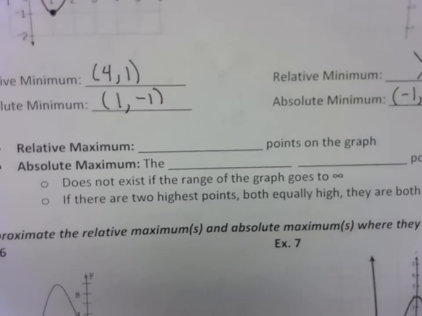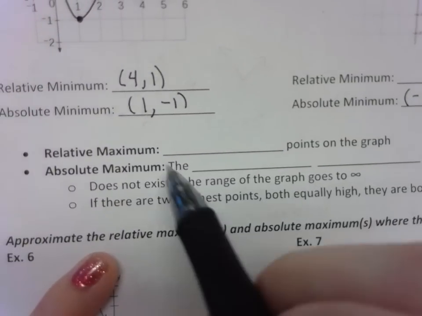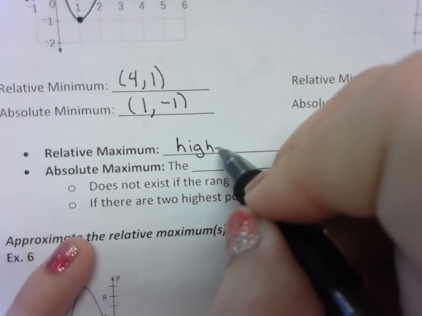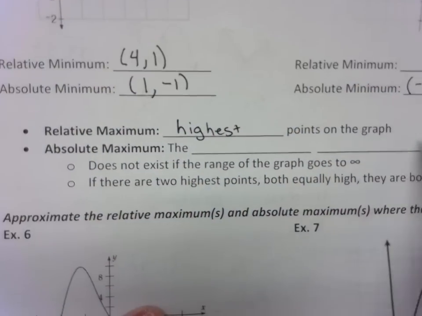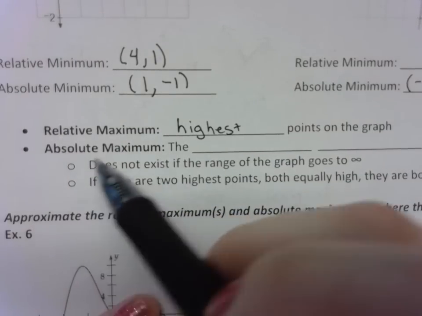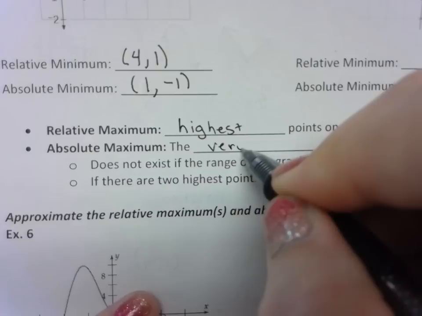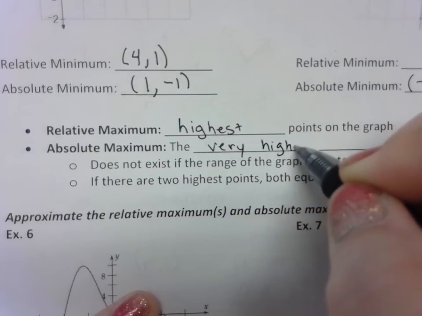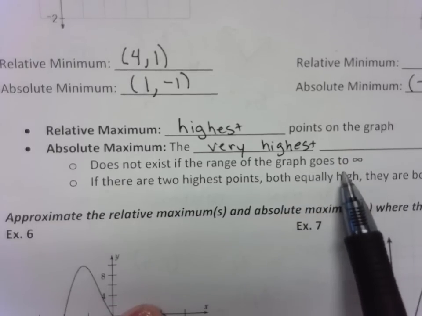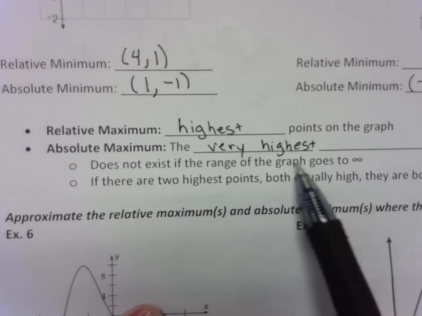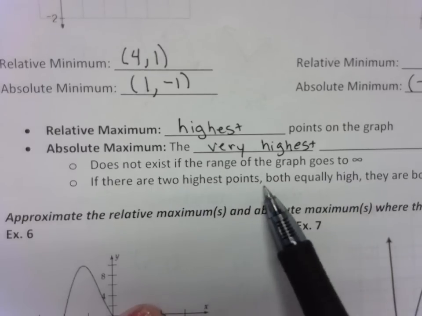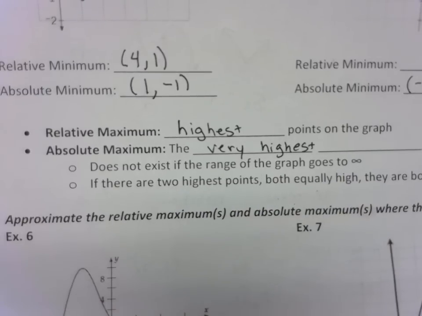Relative maximums. A relative maximum is the highest point in a particular area at turns, just like our relative minimum. The absolute means the very highest point. Again, if our graph continues going on and on and on to positive infinity, then we're not going to have an absolute maximum. And if there are two equally high points, they would both be considered the absolute maximum.